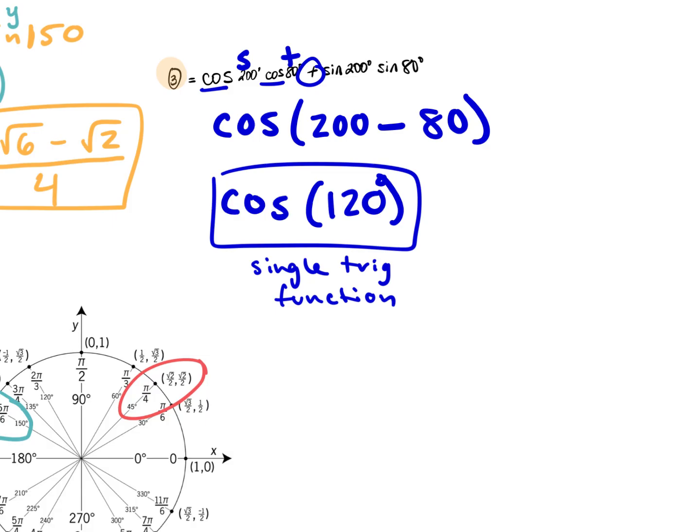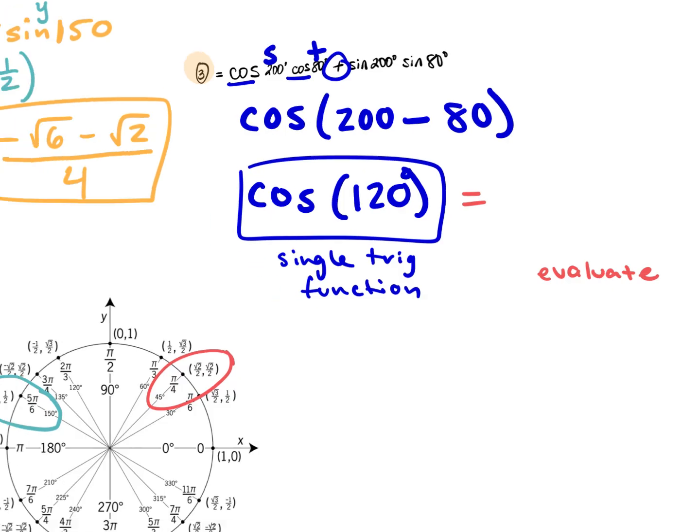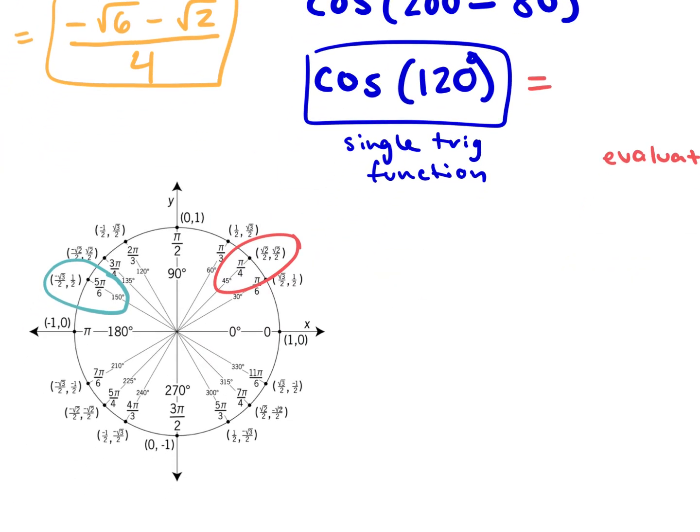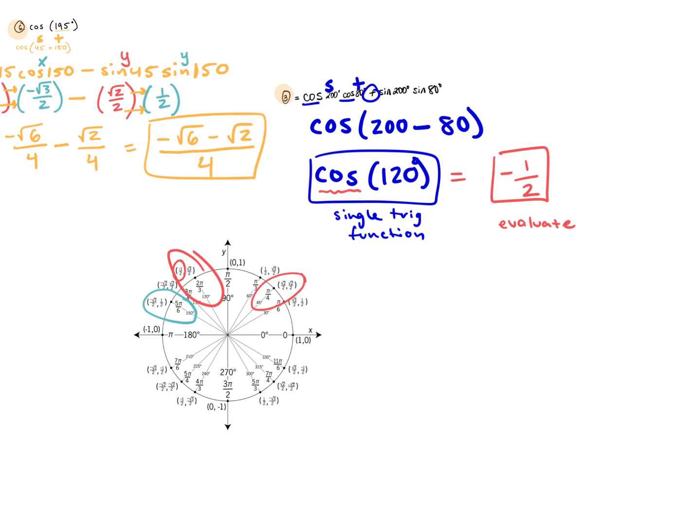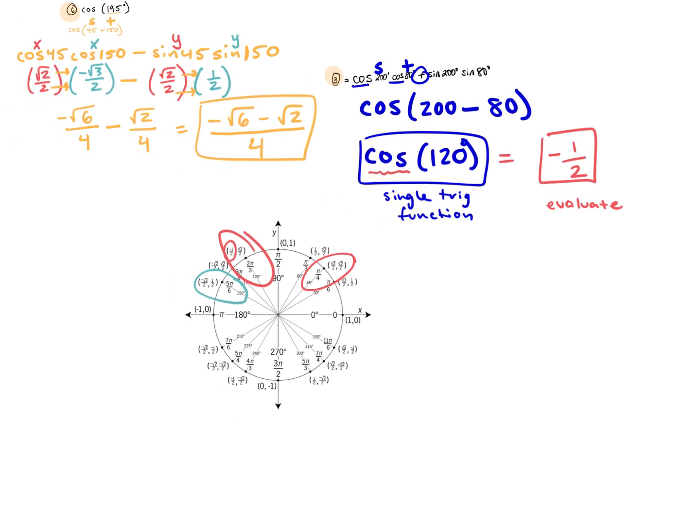The second part of the question is going to say evaluate. So we're going to go to our unit circle and find 120 degrees. So our 120 would be here. Cosine tells us we look at what? The x. What's our x value? Negative 1 over 2. So when we evaluate, our answer is negative 1 over 2. So there's two parts to this question. It'll say write as a single trig function and evaluate. So you got to do both parts.